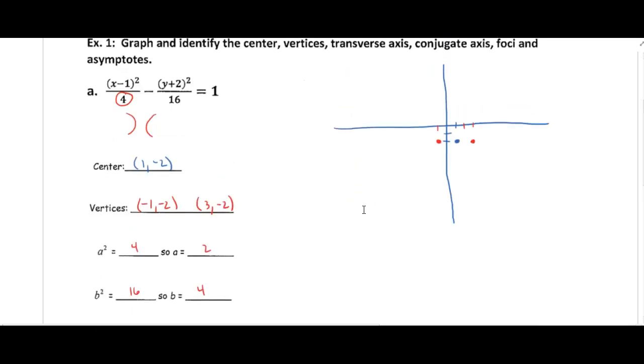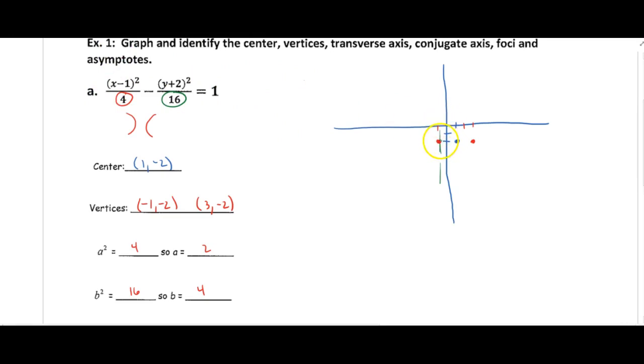Now, what we have to do now is we're going to use b. Now, if b squared is 16, we know b is 4. Now, what I'm going to do is draw an imaginary line through each vertex here. When I do that, and I know this sounds crazy, what I'm trying to do is create a rectangle.